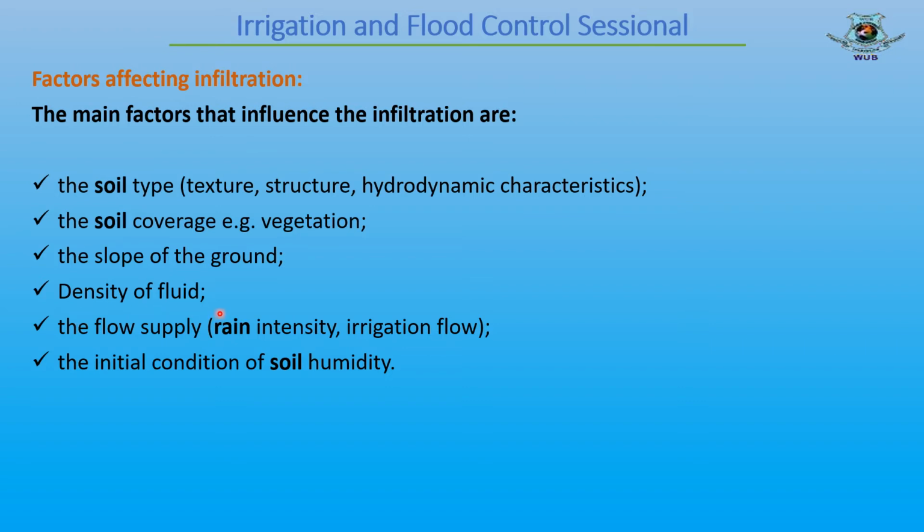Density of fluid. A dense fluid will infiltrate more slowly than a lighter one. The flow supply, for example, rain intensity, irrigation flow, etc. If the flow supply increases, the rate of infiltration will also increase. The last one is the initial condition of soil humidity. If the soil is wet, the infiltration will be decreased. Otherwise, it will be increased.